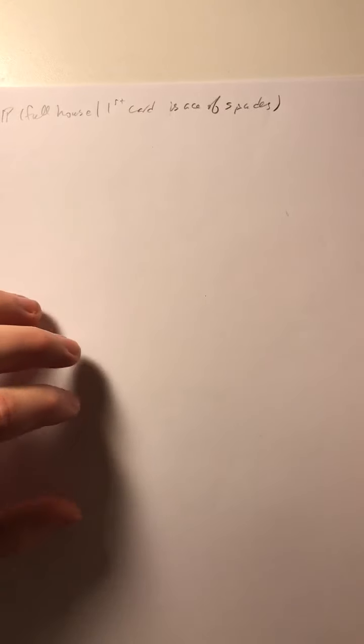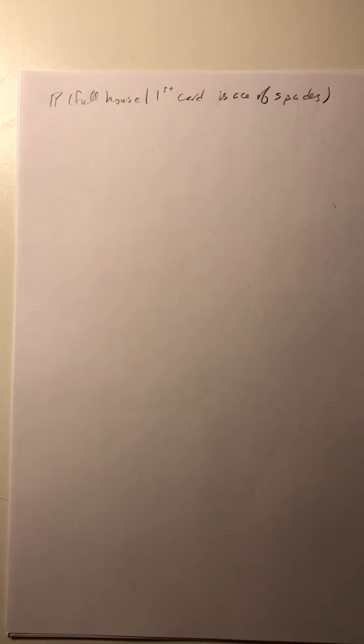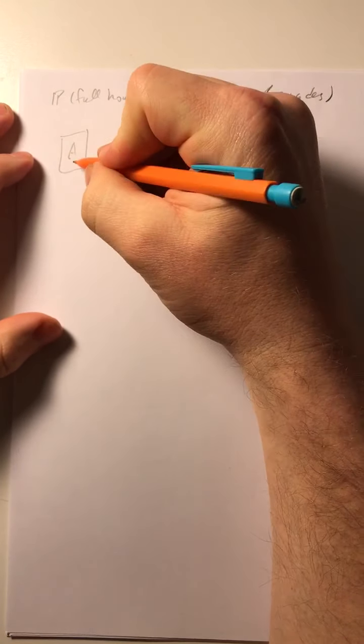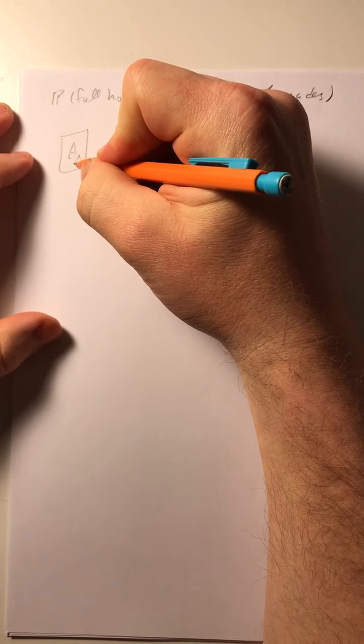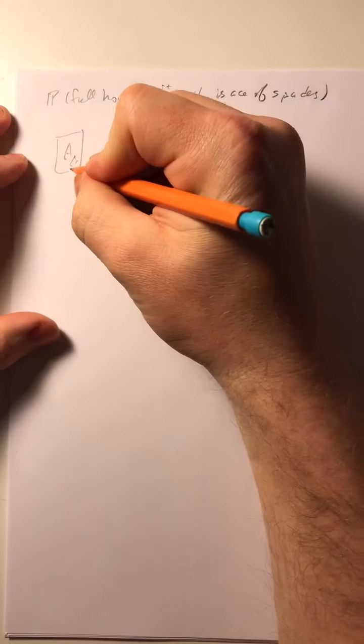So the last problem is, what's the probability of a full house given that the first card is the ace of spades? So here, you can use the conditional probability formula. Probability of A given B equals probability of A intersect B over probability of B. But I don't have to do that. So here I have the ace of spades, right? I don't remember what a spade looks like. I don't care. It looks like a diamond, but I don't care.